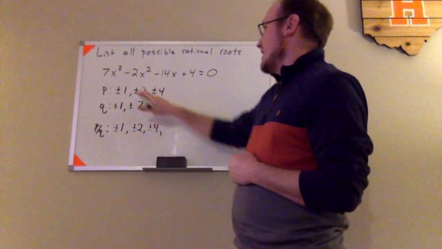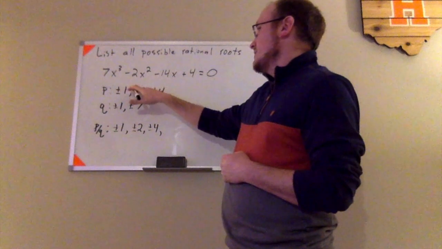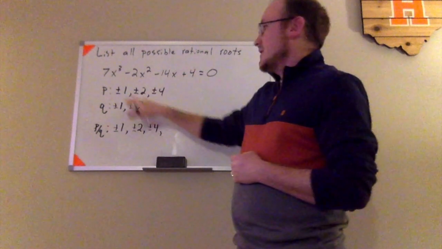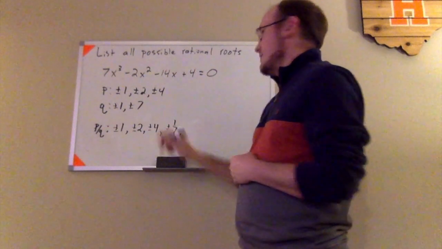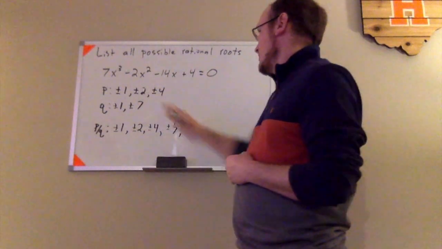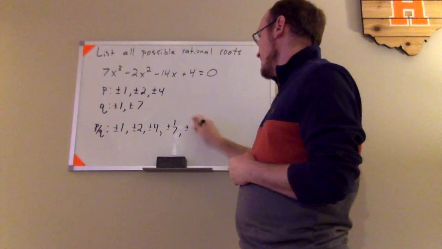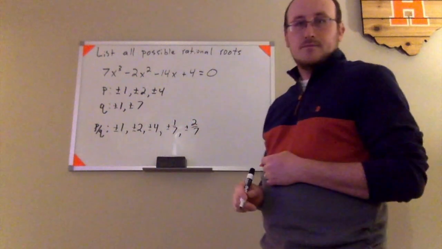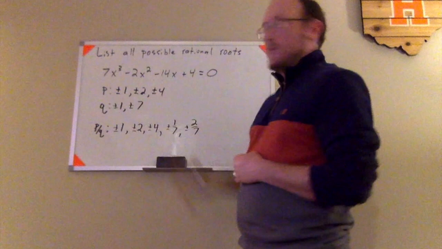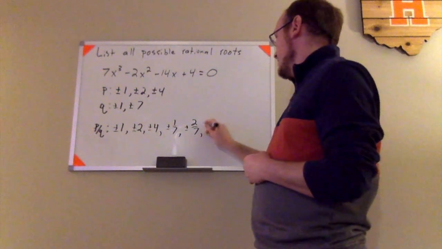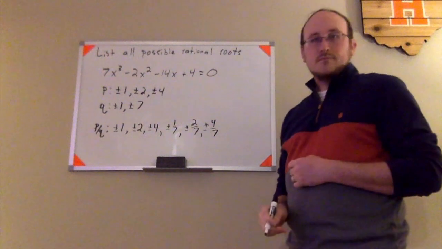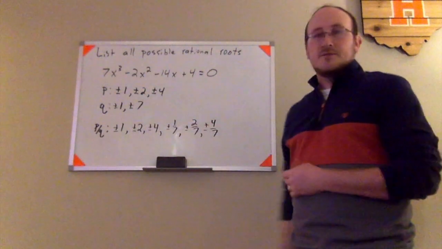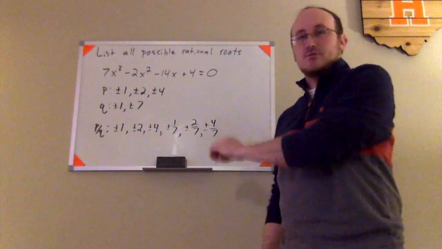Now, we need to take each one of those and put them over the 7 as well. So I'll have 1 over 7, so plus or minus 1/7. Put the 2 over the 7, plus or minus 2/7. And then put the 4 over the 7 to get plus or minus 4/7. And that right there is your list of all possible rational roots of this equation.